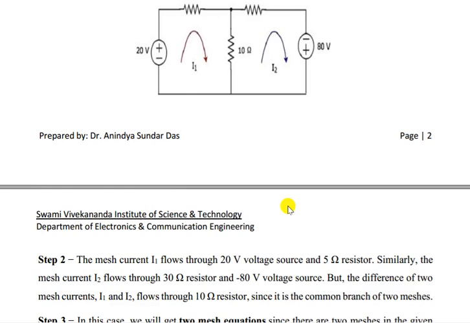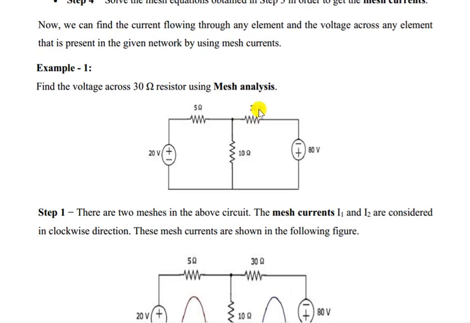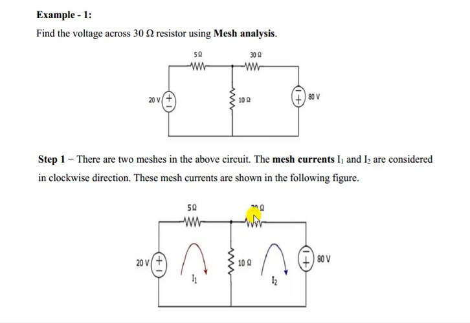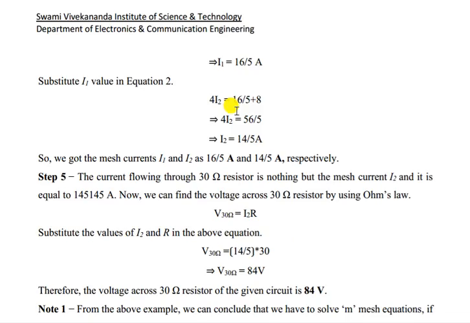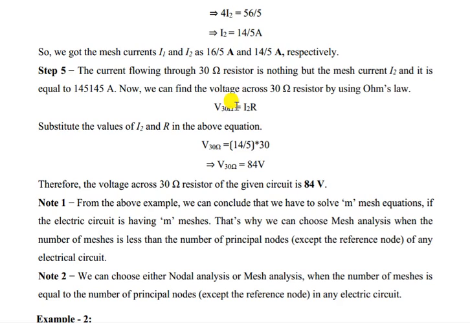Now the main point is what we have to find out: the voltage drop across the 30 ohm resistor. What is the current flowing through the 30 ohm? That is only I2, so it will be I2 into 30. If we have to find the voltage drop across the 10 ohm resistor, it will be (I1 minus I2) into 10, or (I2 minus I1) into 10. So the voltage drop across the 30 ohm resistor is I2 into R.